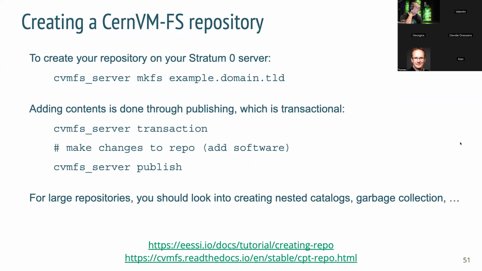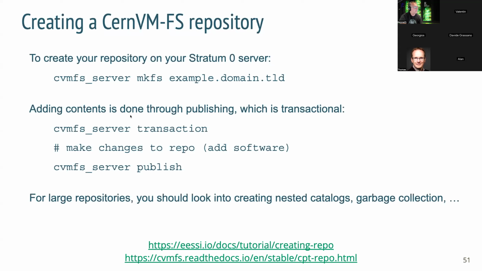So once you have a Stratum 0 server, a central server, you want to create the repository. So here I'm using example.somedomain.some top-level domain like .io or .eu, whatever you want to use. So this is essentially the name of your repository. And actually the domain part you can pick freely. So it doesn't really need to correspond to an actual domain that is registered. It's just a name. And there's a bit of name spacing going on, but it's not really tied to specific domains.